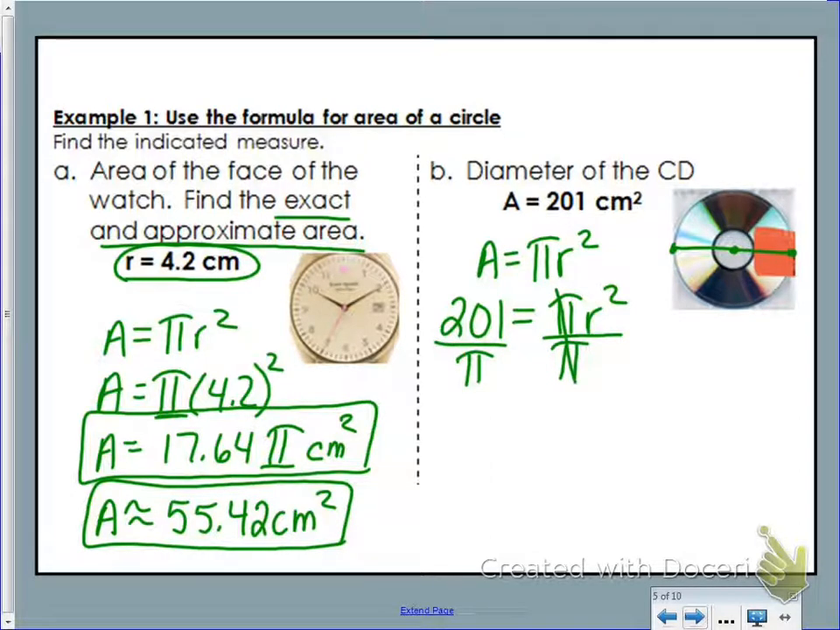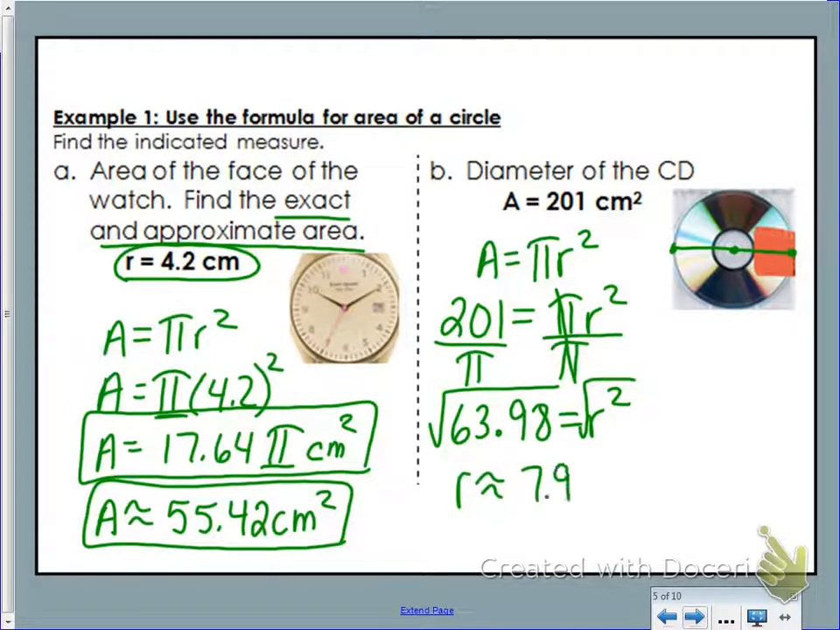Well, 201 divided by pi is approximately 63.98. Now that is not the radius, that's the square of the radius. So just like in Pythagorean theorem, to undo the square, we're going to square root. So we do that here as well. And the square root of 63.98 is about 7.98 centimeters.